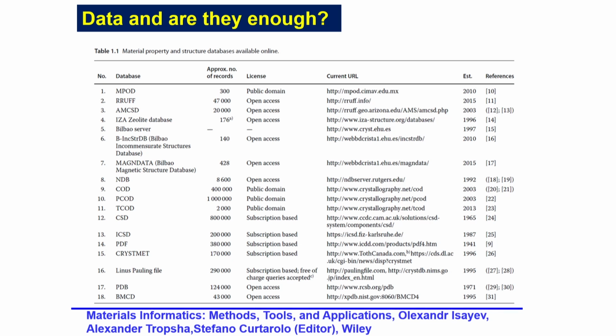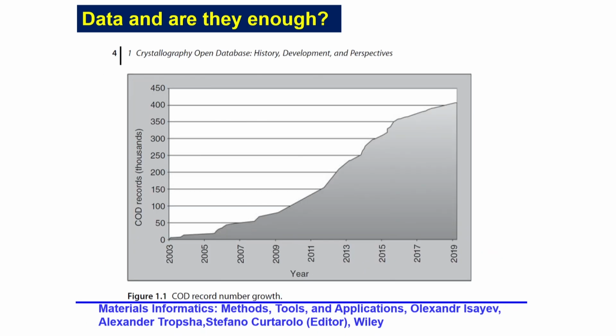Is the data enough? I am listing different kinds of websites where data are available. You can see some are public domain, some are open access, and some are subscription based also. You have to pay money to get it, right? So these websites will give you whatever kind of material property or structure database is available, because you need to model using data only.